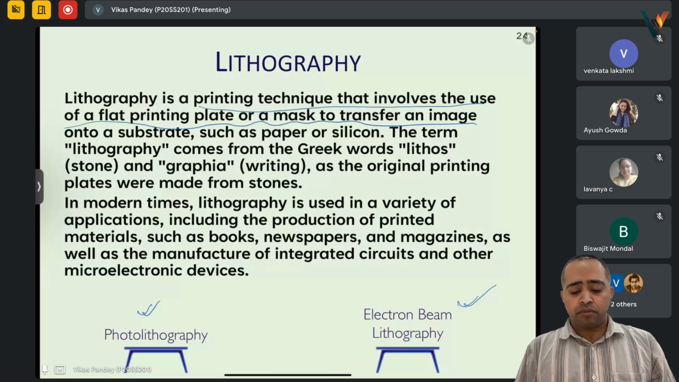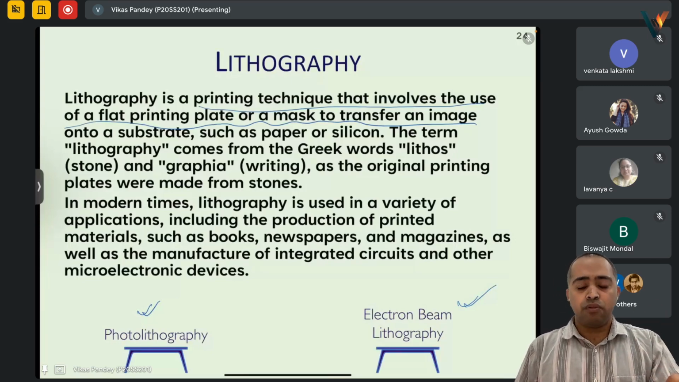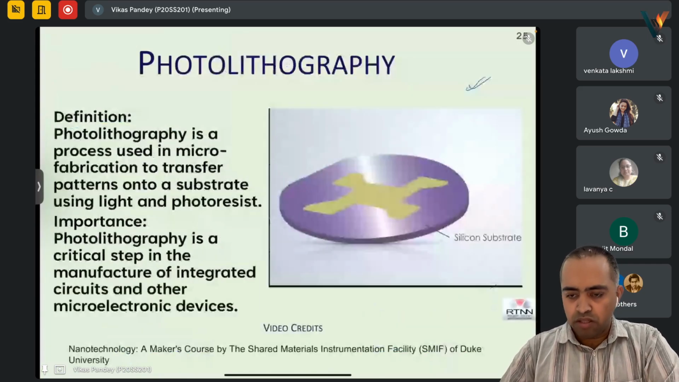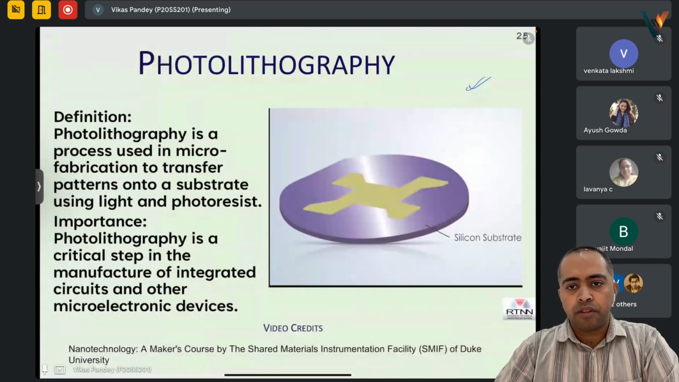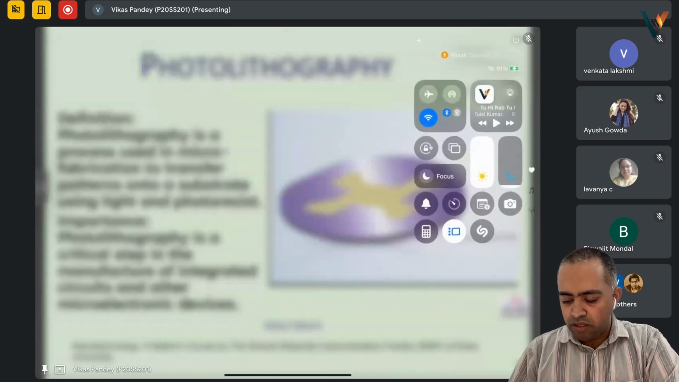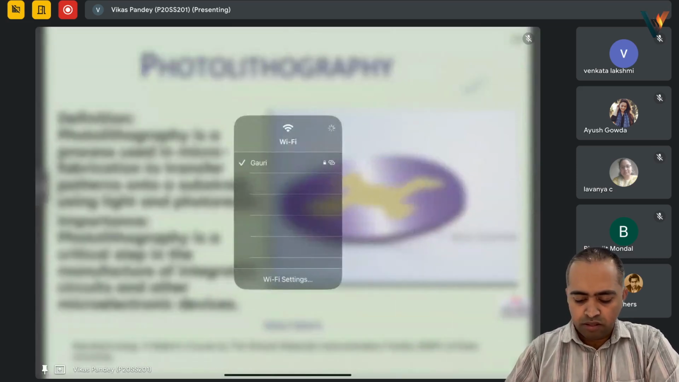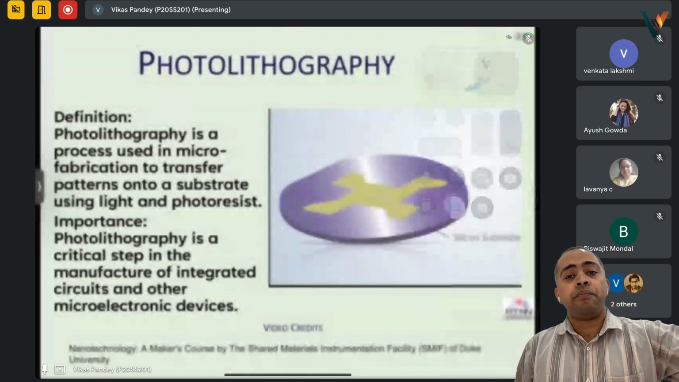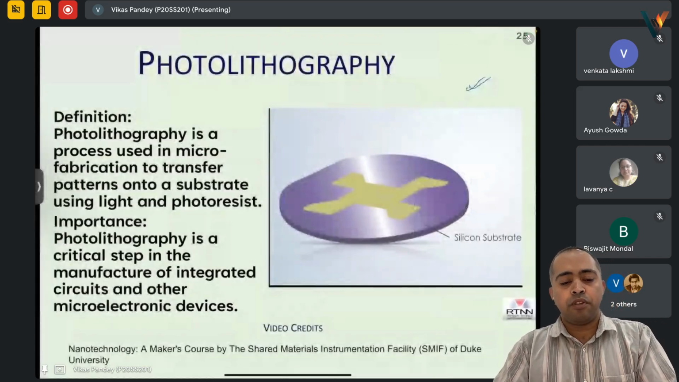So how does this photolithography work? Just let me change the screen. You are able to see my slides, right? Let's get active. Hello, you people are able to see my slides? Yes, sir. Okay.